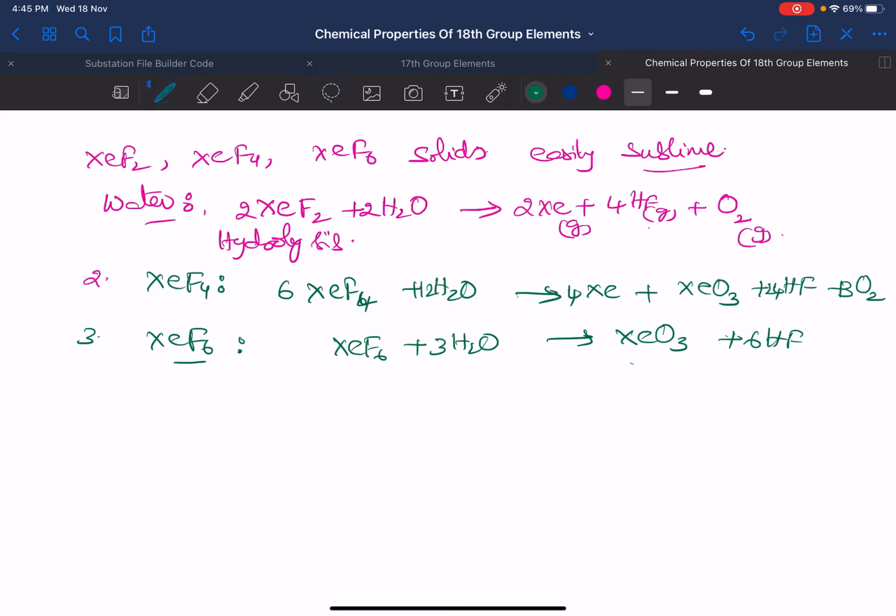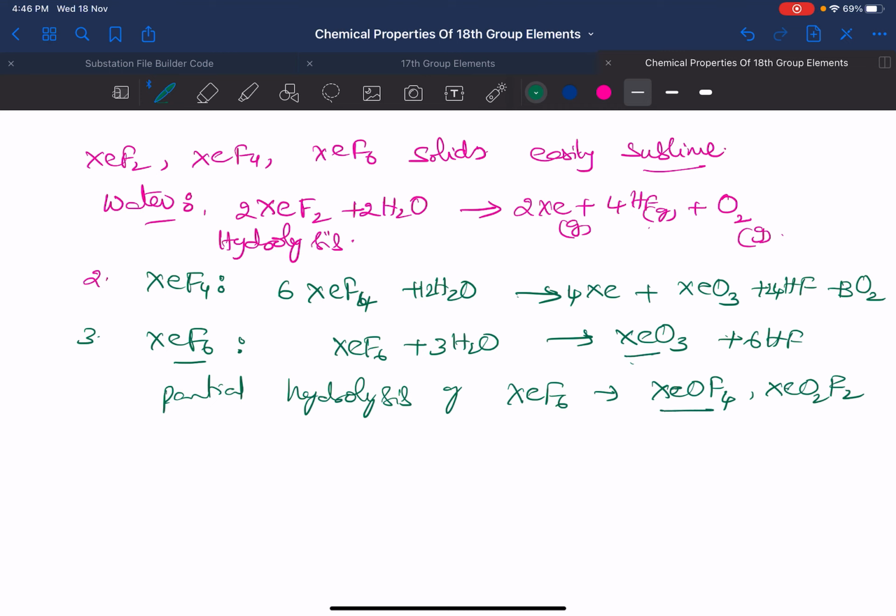Whereas on partial hydrolysis of XeF6, it will give XeOF4 and XeO2F2. XeOF4 and then XeO2F2. So these are the important compounds given by xenon hexafluoride on partial hydrolysis. So we will go to the structures of XeO3, XeOF4 and XeO2F2.